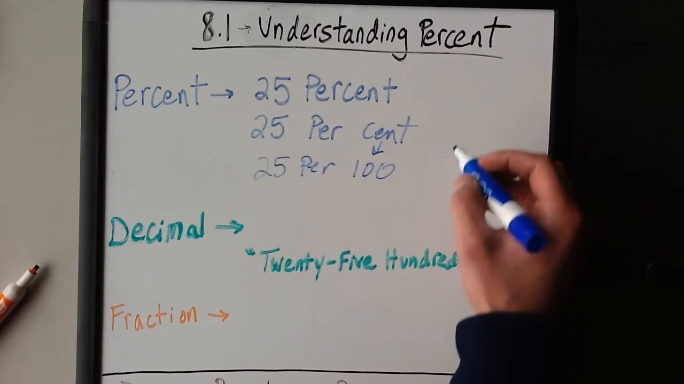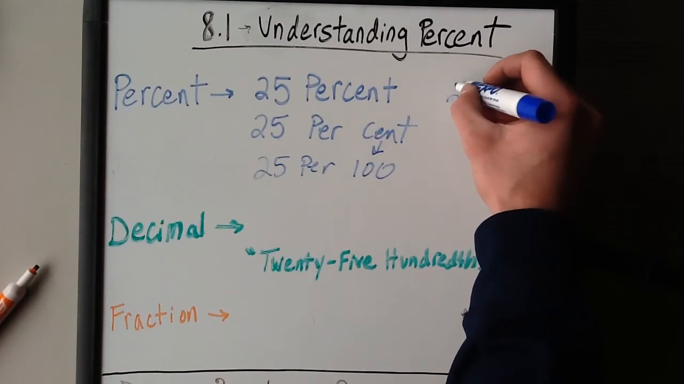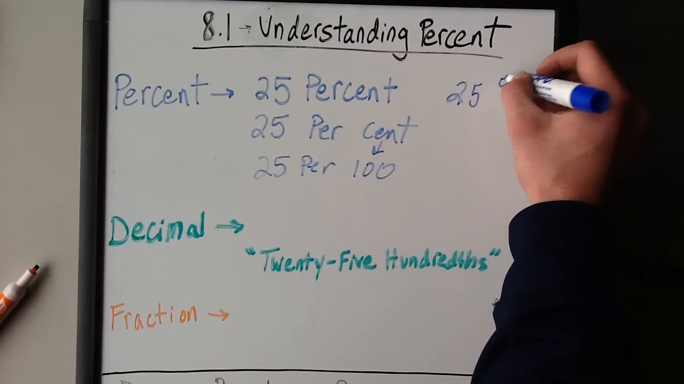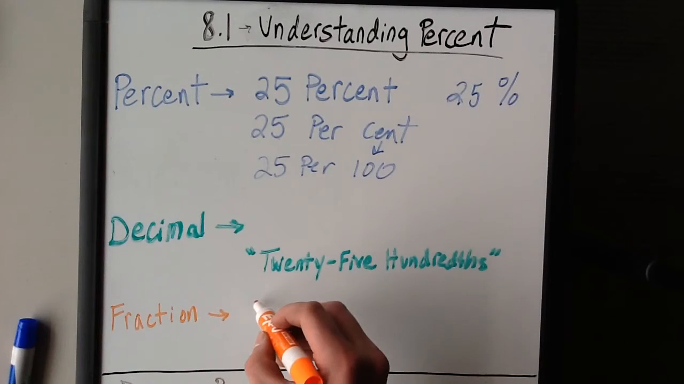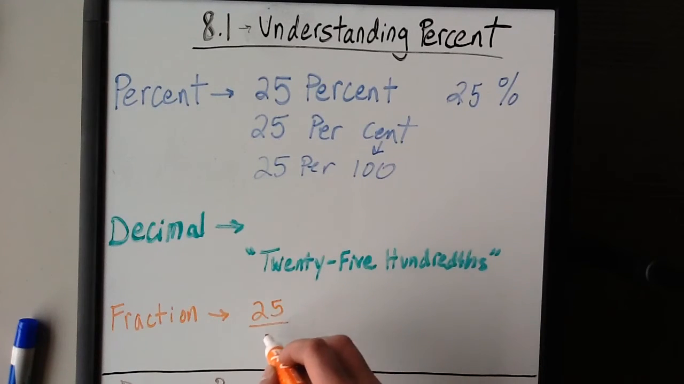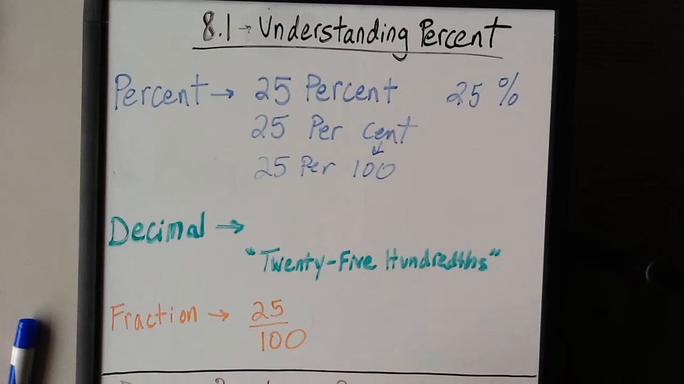Now the symbol for percent looks like this, 25%. This is our percent symbol. So we have 25 per 100. If we have 25 per 100, we can write this as a fraction like this, 25 over 100. The horizontal fraction bar there, we can also read as per. 25 per 100, that's fraction form.